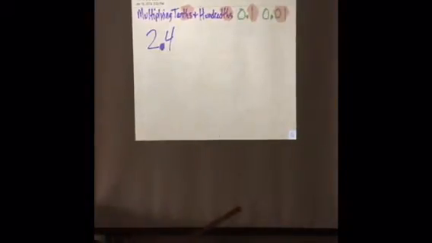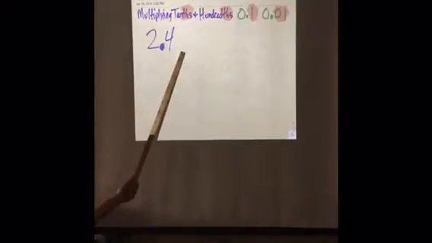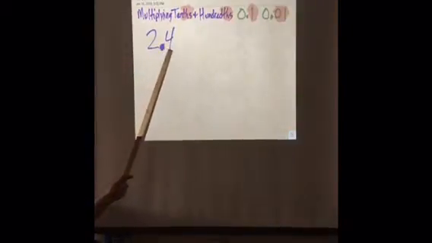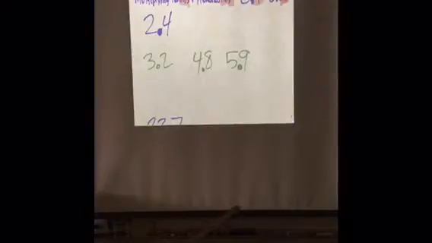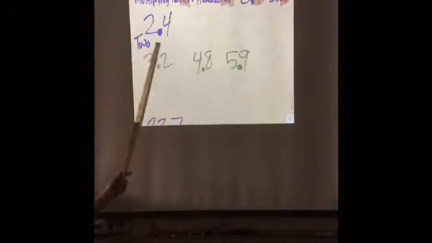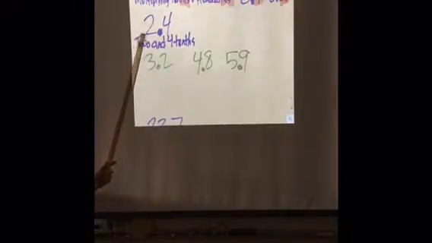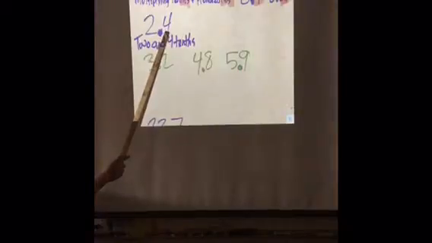So let's go ahead and give this a try here. We have 2.4. We usually say that as 2, and what is the decimal point? What word do we use for that? And then we'd say 4/10. That's the way we would say this. So everybody, 2 and 4/10.